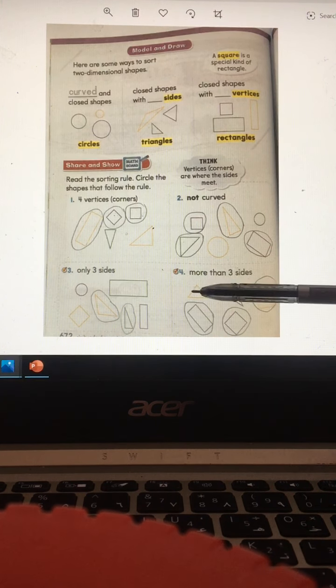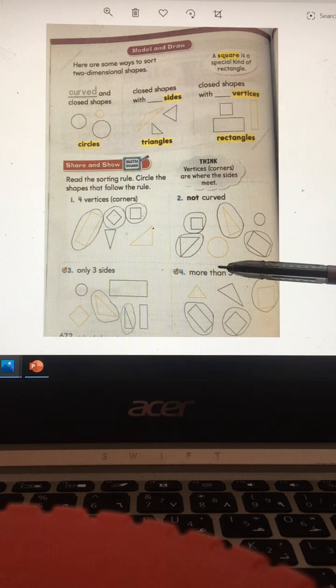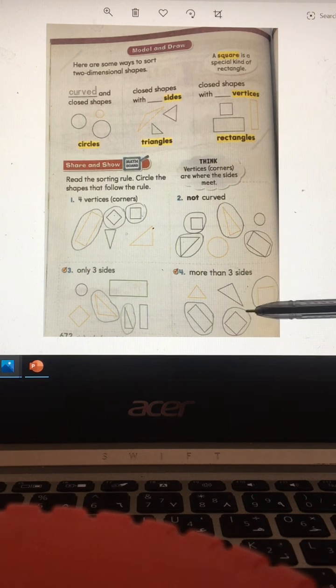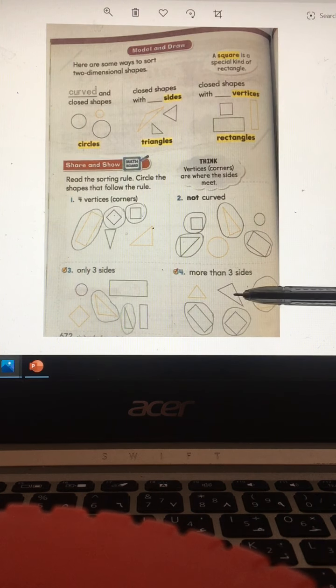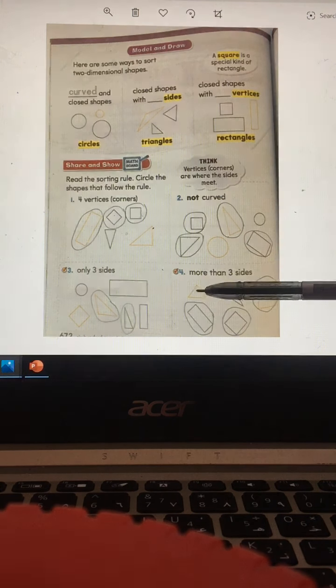The triangles, these are 2 triangles. I'm not going to circle them. Why? Because the sorting rule is asking me to circle the shapes that have more than 3 sides. The triangle has 3 sides only. It doesn't have more than 3. It has exactly 3 sides. So I'm not going to circle these 2 triangles.